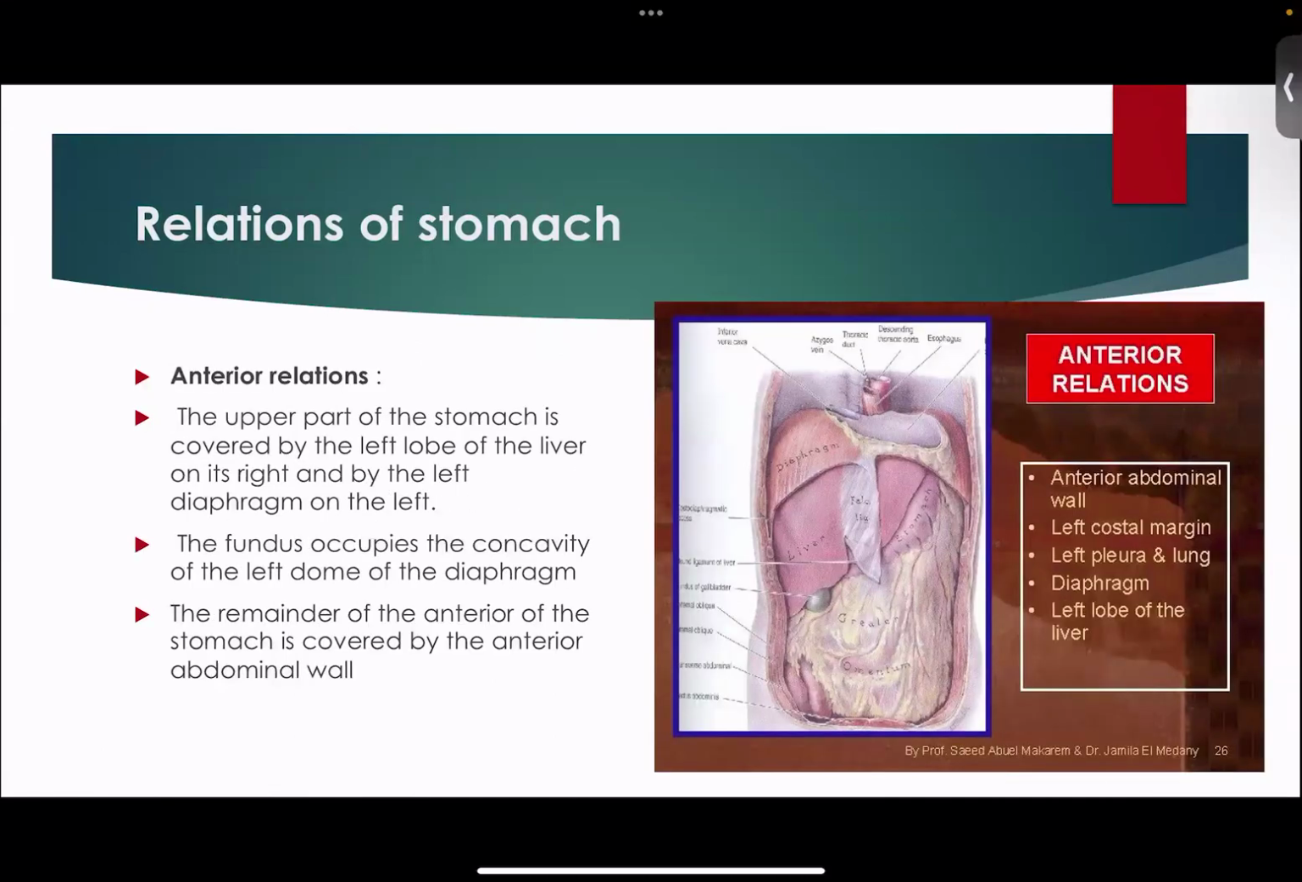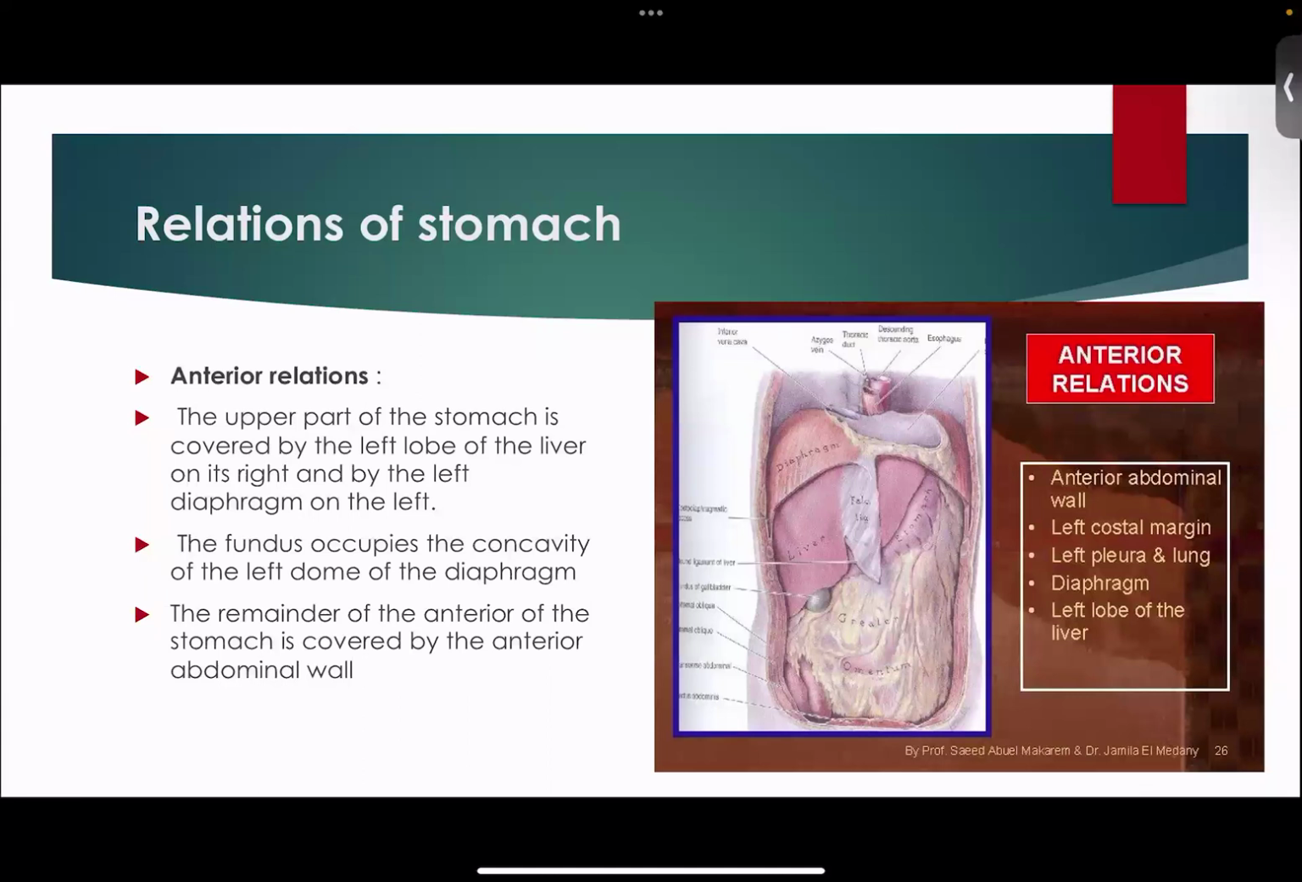The relations of the stomach. We have anterior relations and posterior relations. The anterior relation: the upper part of the stomach is covered by the left lobe of the liver on its right and by the left diaphragm on the left. Of course, on the left we have not just the diaphragm, we have the left costal margin, the left pleura and lung, and diaphragm. The lower or remaining part of the stomach is covered by the anterior abdominal wall.